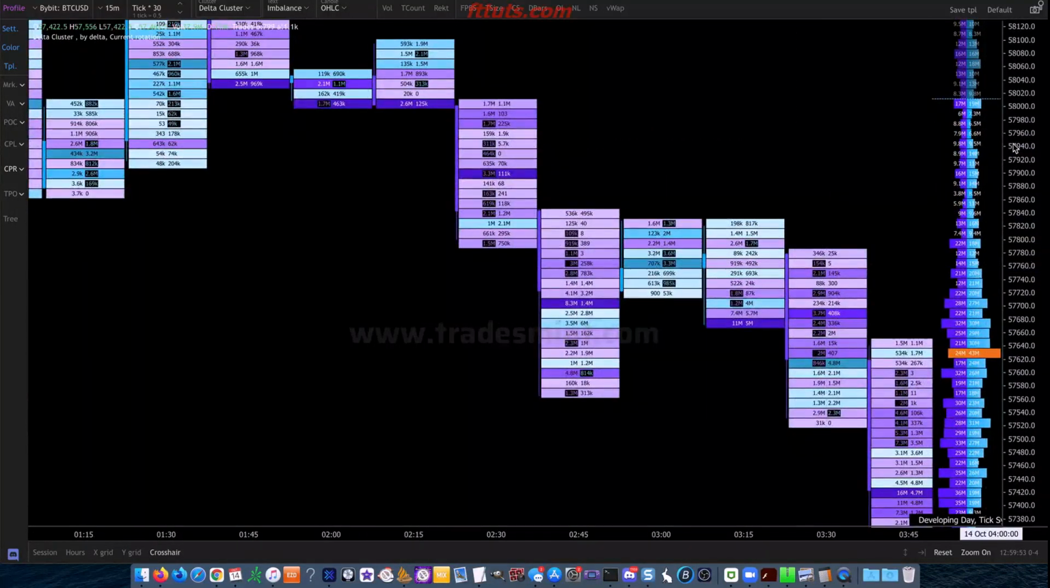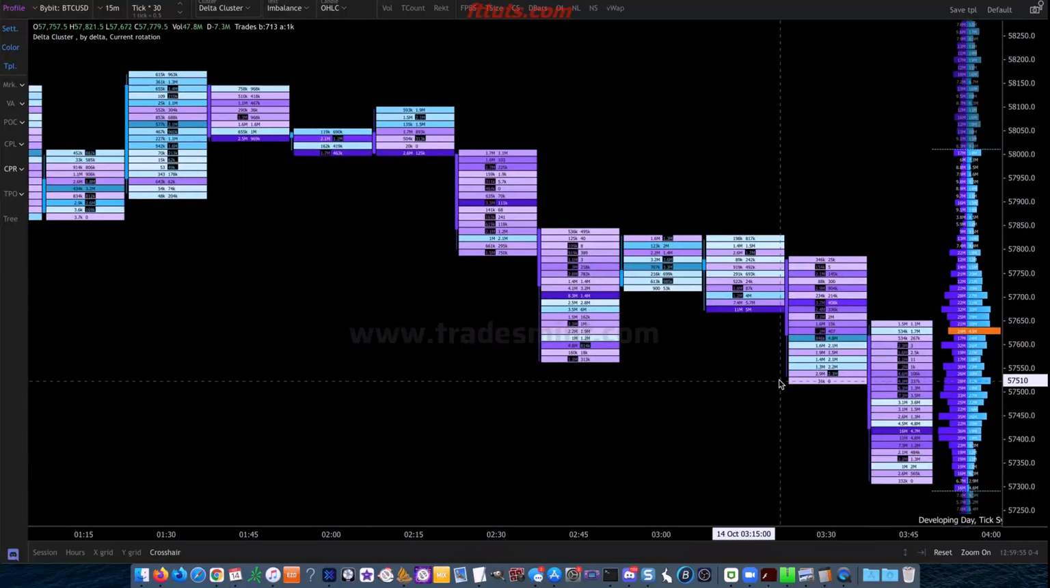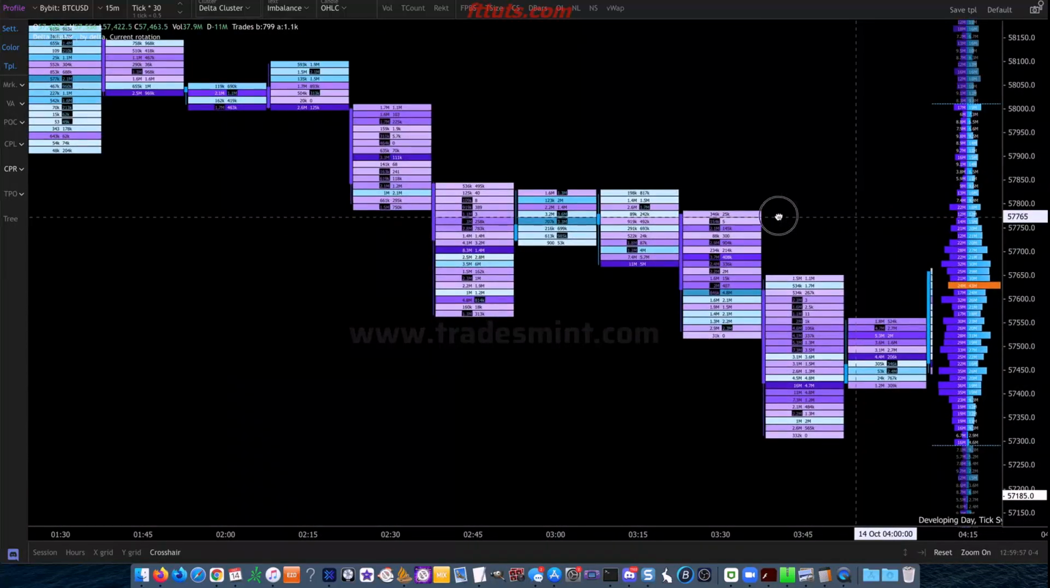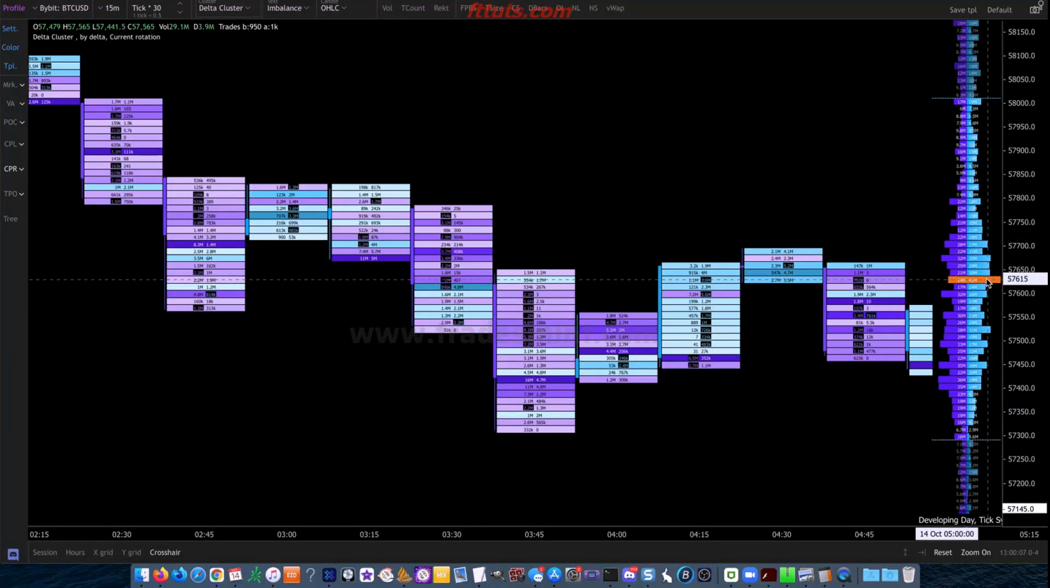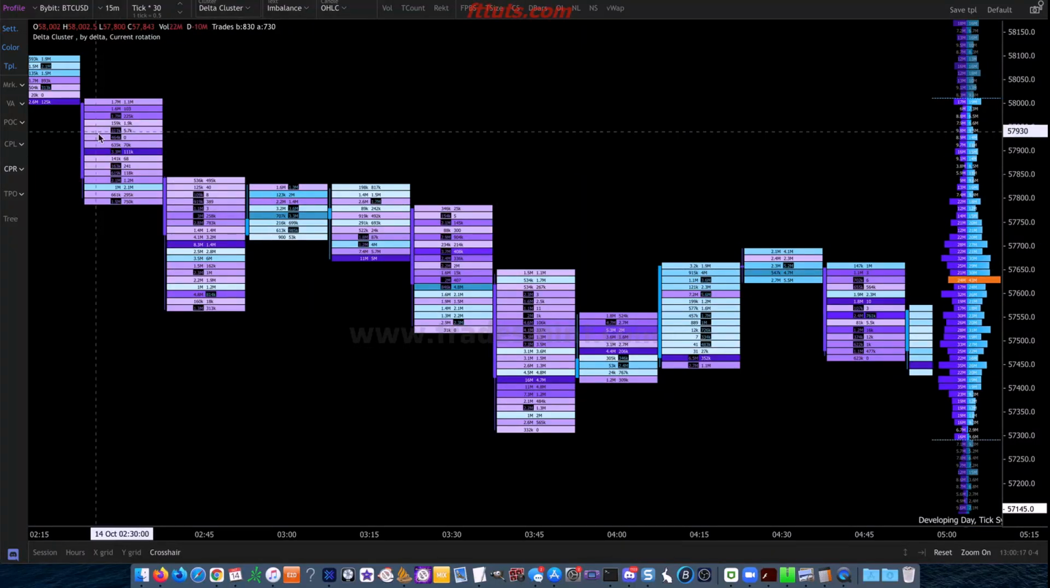Now over here on the right-hand side, this is a bid-ask profile for the entire day so far, the entire developing day. It's giving us a point of control right here. This is a volume point of control for the entire day. And then at each price, it shows what the bid-ask profile was overall for that specific price for the entire day. So it's very helpful.